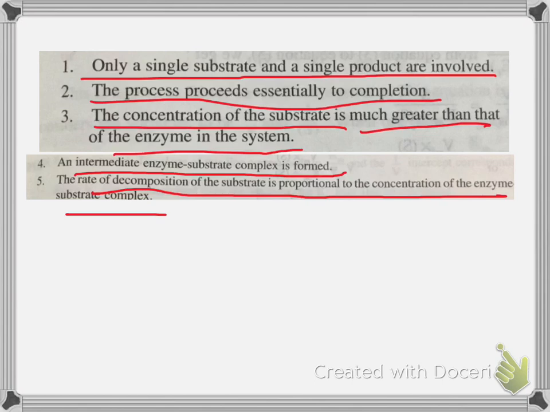This theory postulates that the enzyme E forms a weakly bonded complex, the enzyme substrate complex, with the substrate, and this enzyme substrate complex upon hydrolysis gives the product and the free enzyme.